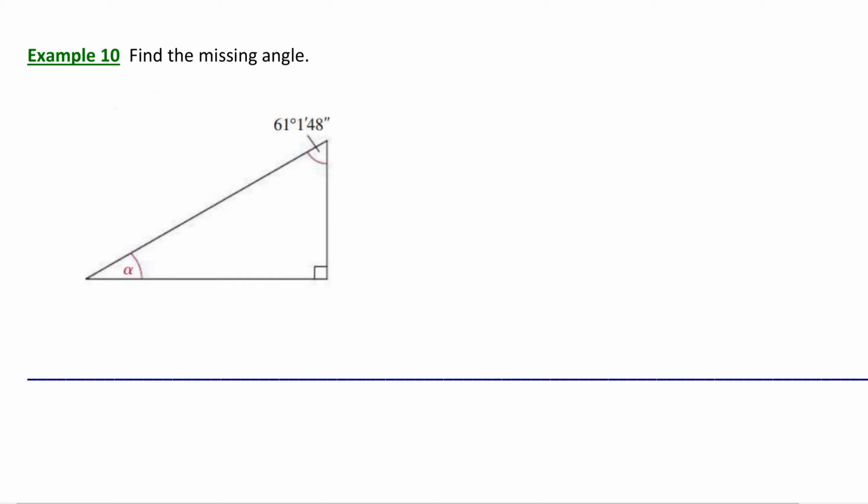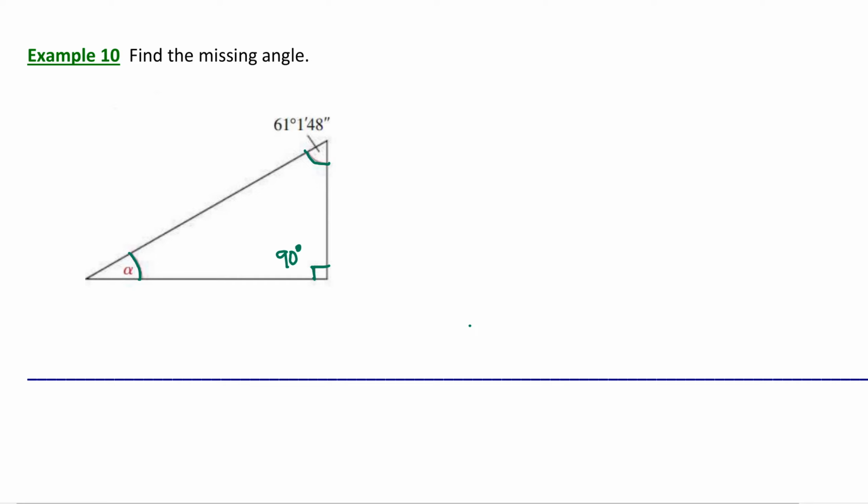Let's apply what we've learned to this last example. We want to find the missing angle. Recall from geometry that the sum of the three angles in a triangle is always 180 degrees. And notice right here we have notation for a right angle. So we know the measure of this angle is 90 degrees. So if we take 180 degrees and subtract 90 degrees, the result is 90 degrees. So we know the sum of these two angles must be 90 degrees.